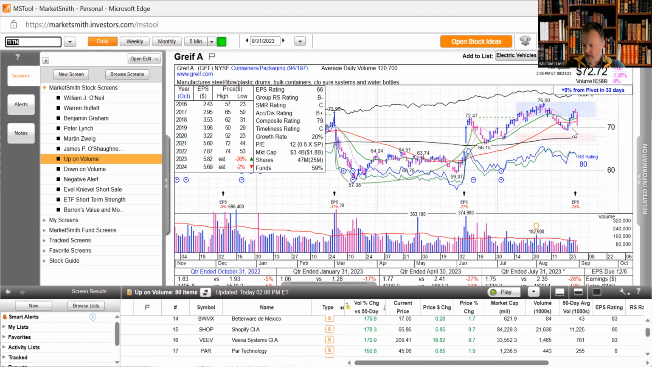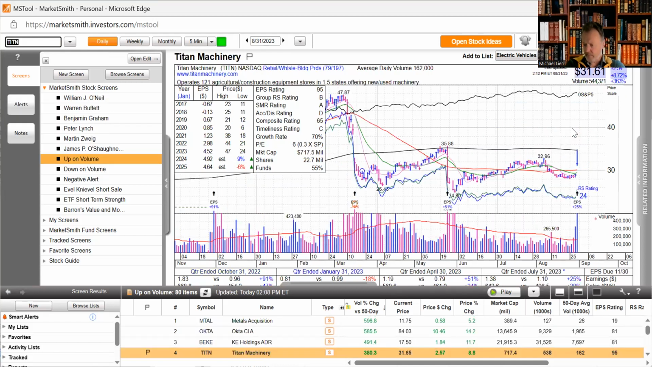Titan Machinery entered into a definitive purchase agreement to acquire J.J. O'Connor and Sons for $63 million in cash. I guess people liked this initially, and now it's selling off. Their earnings came in at plus 25%, an earnings surprise of a little over 18%.